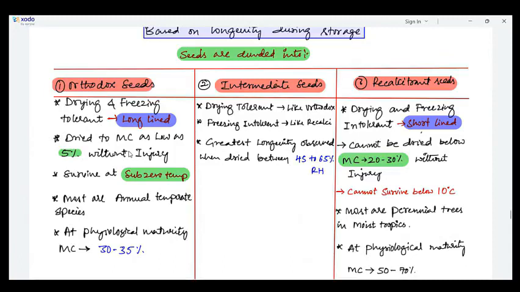Orthodox seeds are those seeds which are both drying and freezing tolerant. Even if you just dry them, they are tolerant. Even if you give cold conditions or freeze them, they are freezing tolerant. So they are normally long lived.